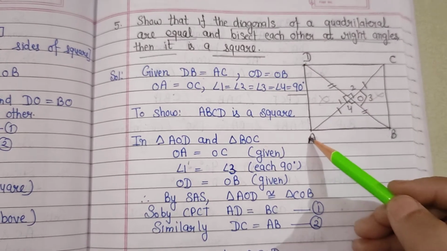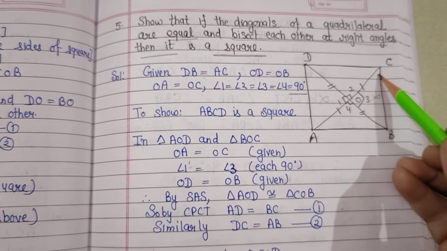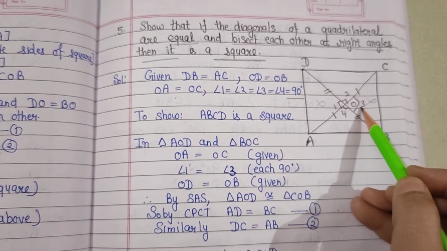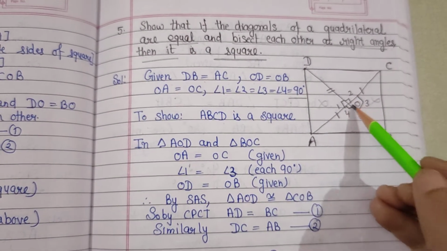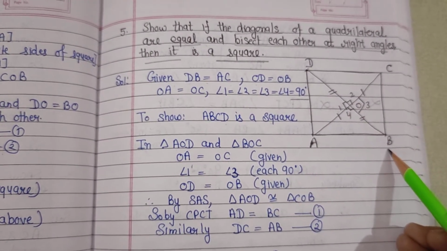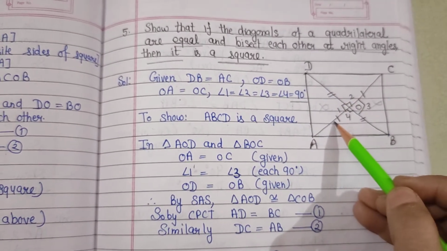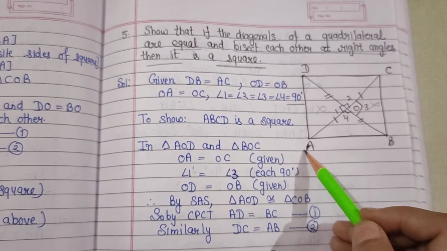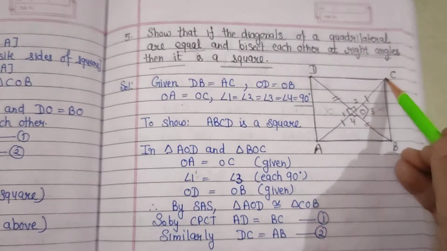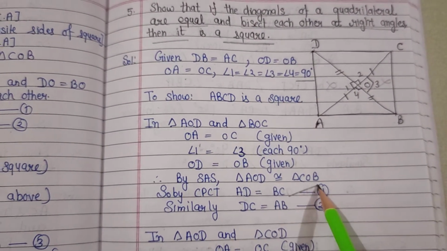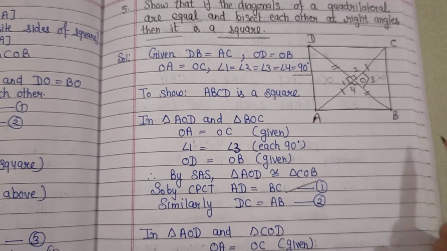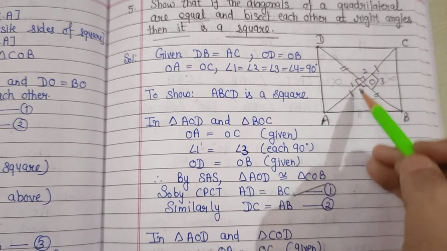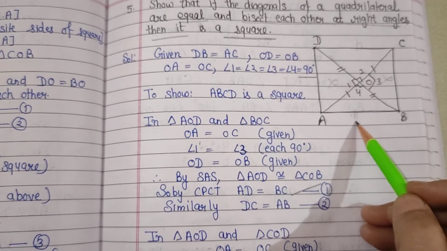Here OA is equal to OC, given. Angle 1 is equal to angle 3, each 90 degree, again given. OD is equal to OB, it is also given. So by side angle side criteria, I can say by CPCT, part of the congruent triangle, AD is equal to BC. Similarly, I can prove that AB is equal to DC. Similarly, I can prove these two sides are also equal.